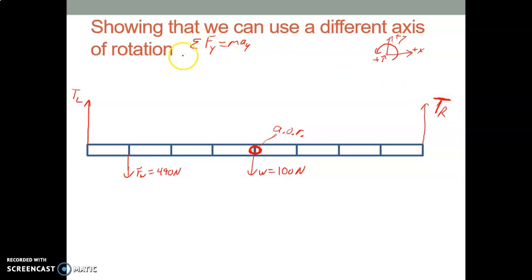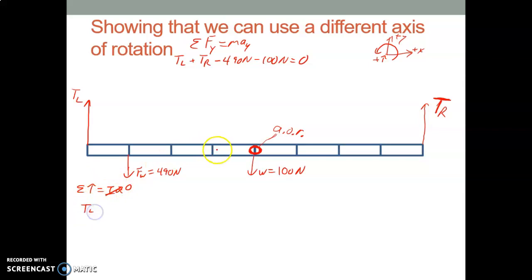Okay? So the summation of forces in the y direction, it's been the same every single time I've done this. Again, this is T for tension, which is a force. It's upward. T sub R is upward. Minus 490 newtons minus 100 newtons equals 0. So that's exactly the same. The difference, you'll see, is in the summation of torque. Since it's an equilibrium problem, alpha is 0, so the right-hand side of this equation is 0. So now we go about summing the torques.